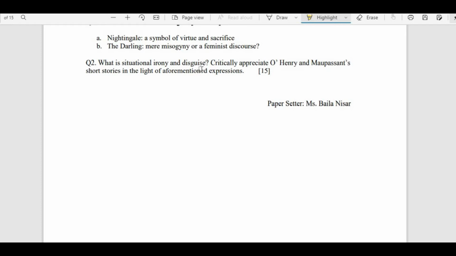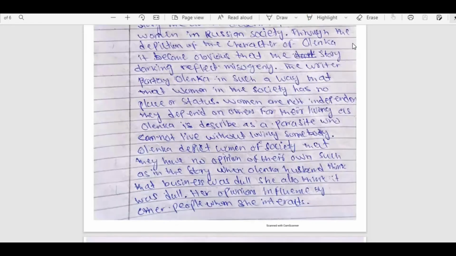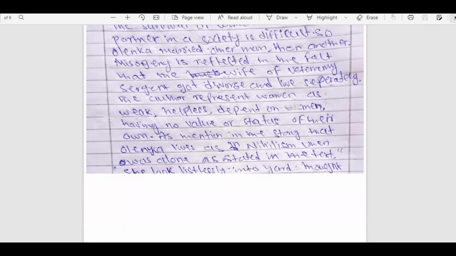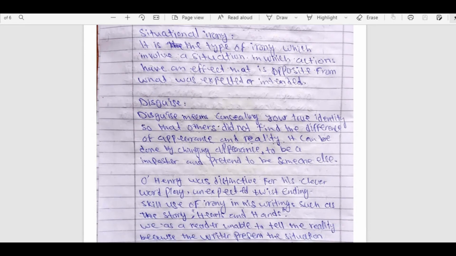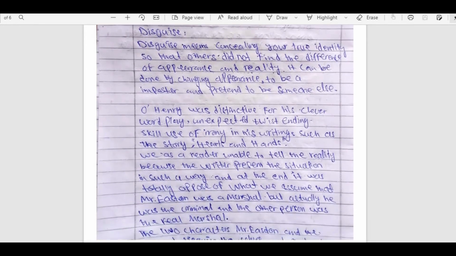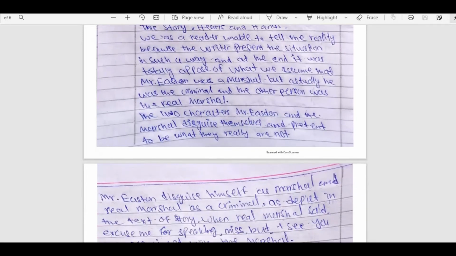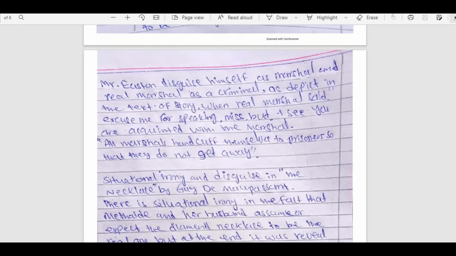They pretend, and then Guy de Maupassant's story, we'll see. Okay, let me show you about this. Disguise means concealing your true identity. And so Master Easton just disguised himself as a marshal.